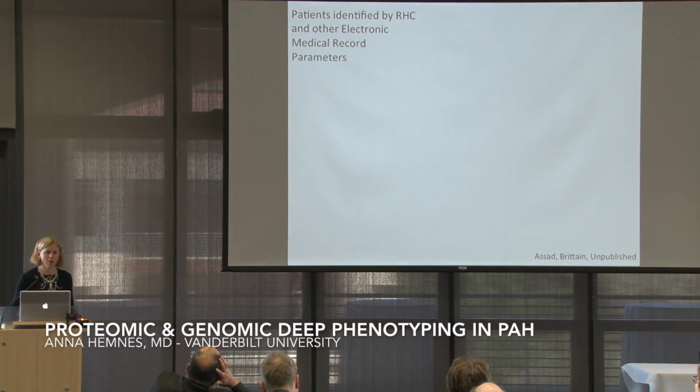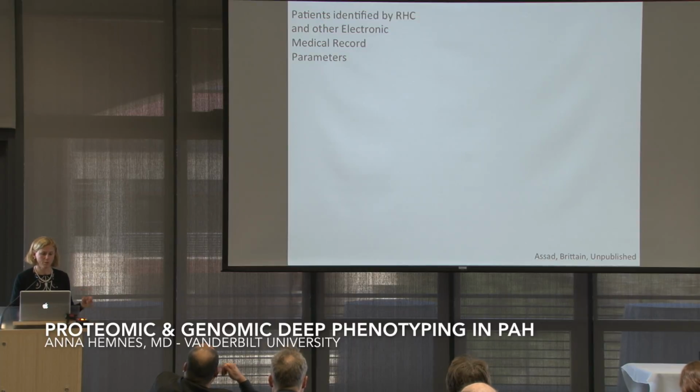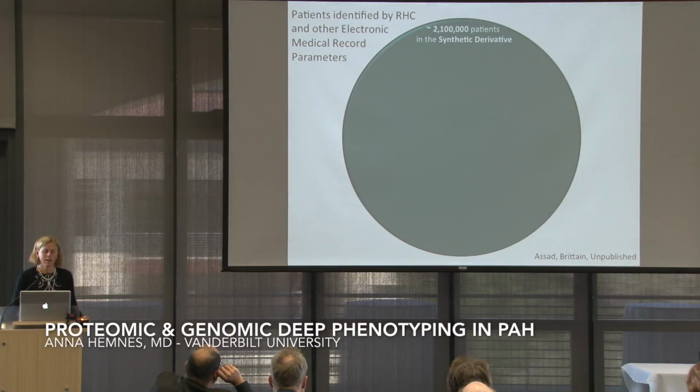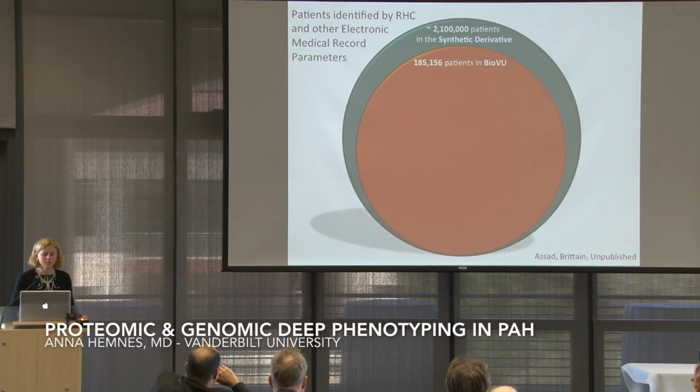So you can imagine this is a really powerful tool to start answering genetic questions about risk for PAH and this combined pulmonary hypertension phenotype. So one of the things that we have done is created a tool using the electronic medical record to identify patients with right heart cath who have features of pulmonary arterial hypertension. And so we have 2.1 million records in the synthetic derivative. And of these, 185,000 or so have samples in BioView, which is the DNA biobank. And of these, only 19,000, unfortunately, are presently genotyped, although that number is growing substantially every day.